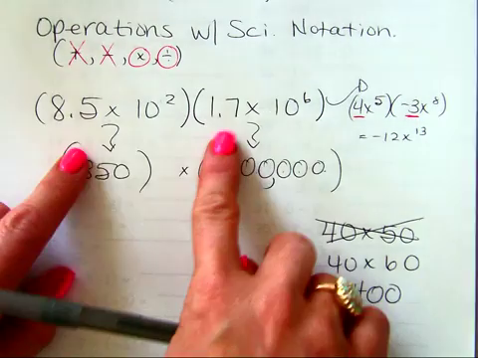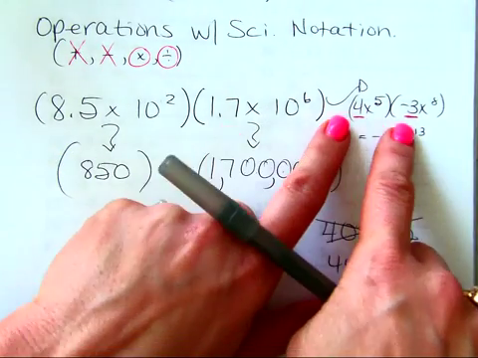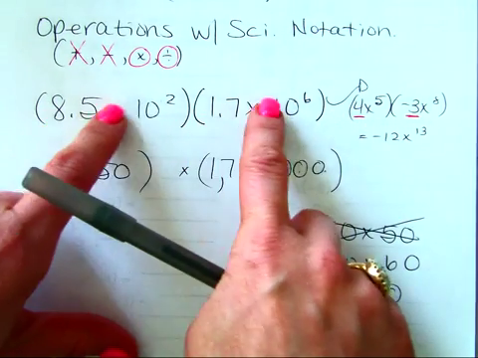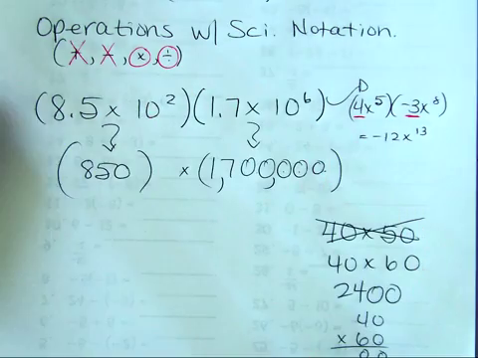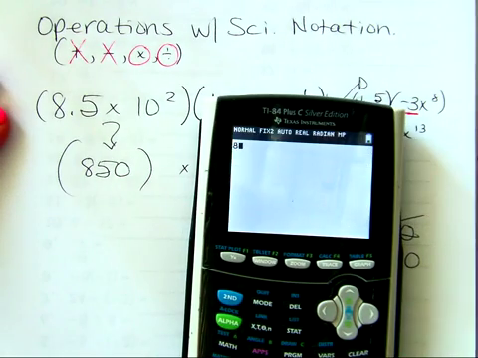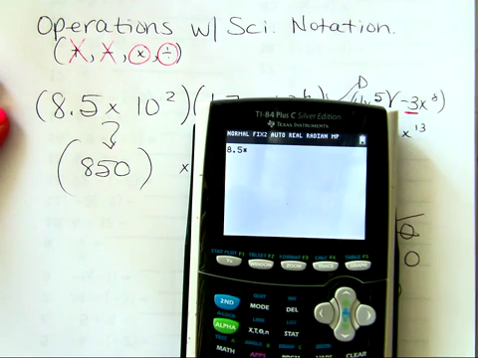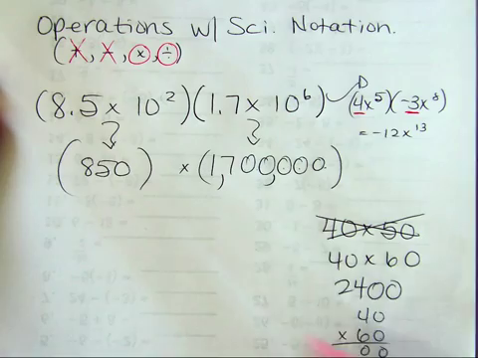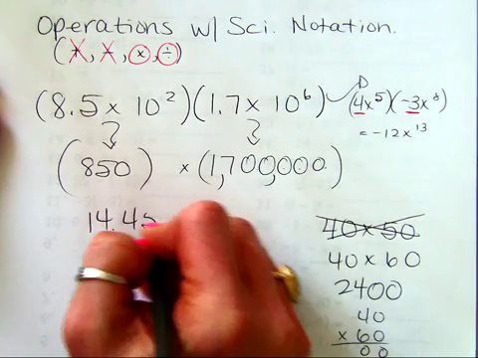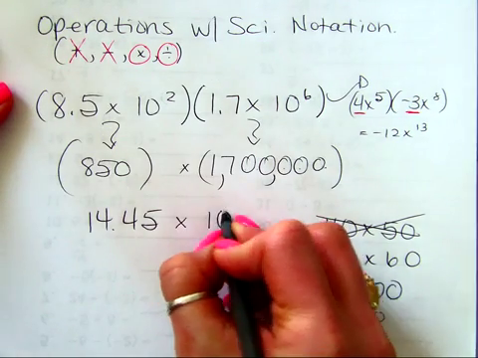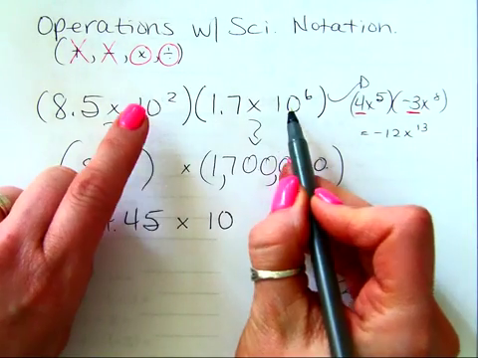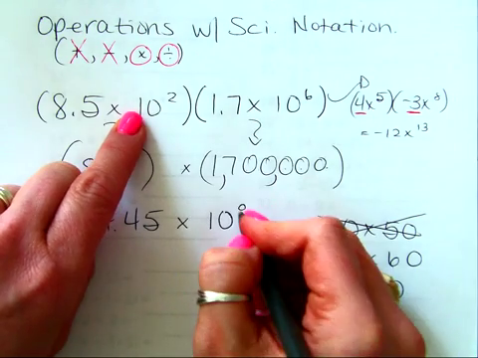So we're going to treat this problem the same way. We're going to multiply these, even though they're not coefficients, and add the exponents. So we're going to just kind of ignore that for now. We're going to do 8.5 times 1.7. And that's going to give me 14.45. And then I know it's going to contain some combination of zeros after that, right? And that is going to be, what do you do when the bases are the same? You keep the base and you add the exponents.